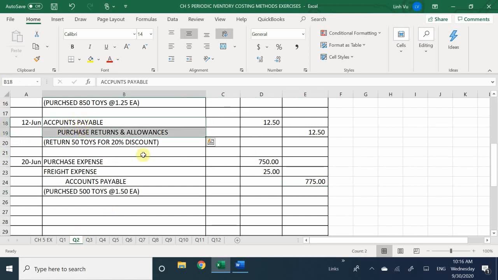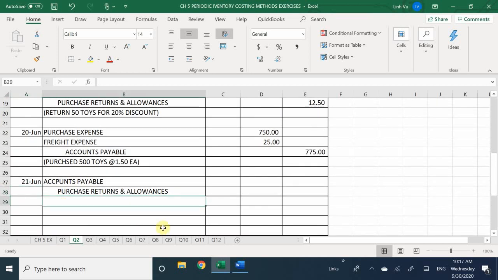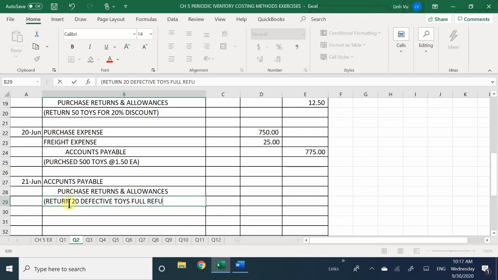We're going to decrease our accounts payable, and this time we're actually getting a refund. Okay? And this was on 6/21. And we want to make note that we are actually returning 20 defective toys, full refund.